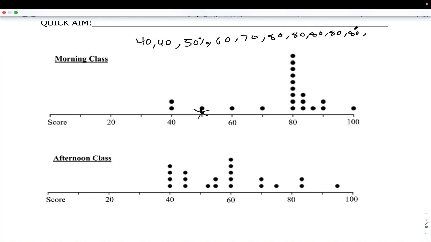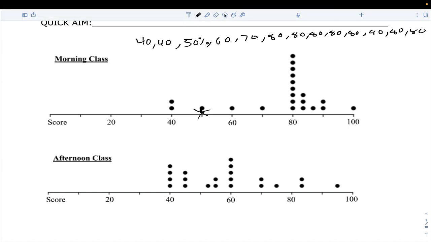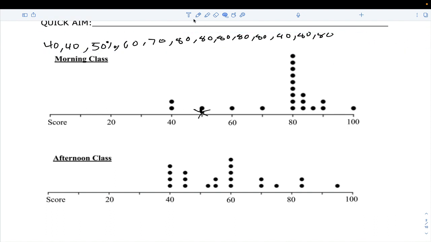1, 2, 3, 4, 5, 6, 7, 8. I'm going to go down here. 9. Actually, no, I'm not. I'm going to cheat. If you guys ran out of room, you may go down to the second layer. I'm just going to slide these that way. 1, 2, 3, 4, 5, 6, 7, 8. One more. What's another score that they got?